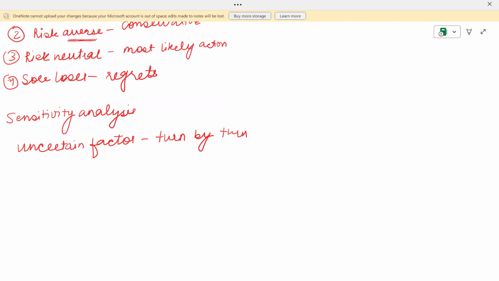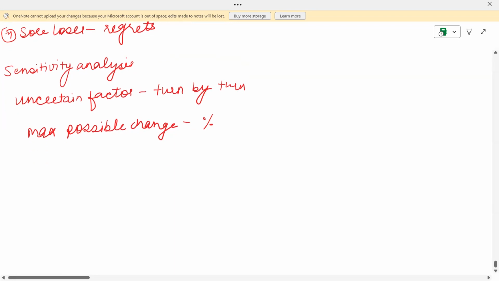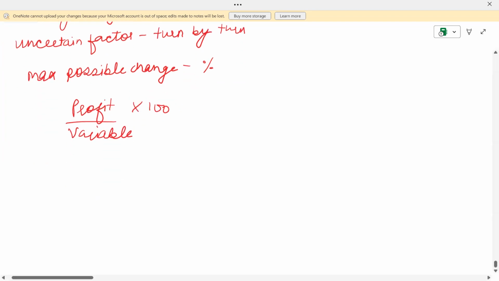Another thing is that your maximum possible change will often be expressed as a percentage. So in percentage terms, usually this will be calculated and expressed, and it cannot be used for individual units or selling prices, etc. Basically the formula that you will use to find out how sensitive your profit is, you will divide your profits by the change in your variable and multiply that by 100 to arrive at the percentage.